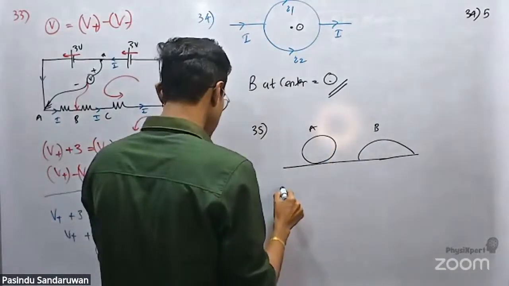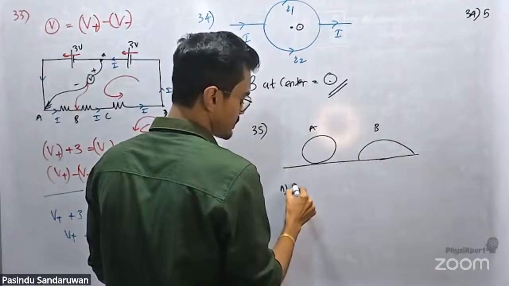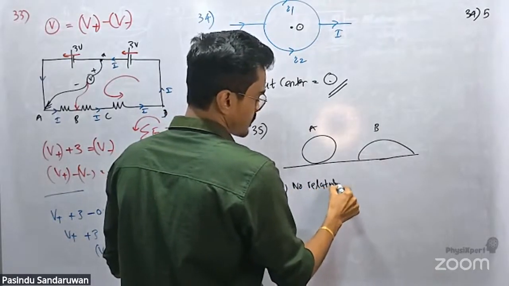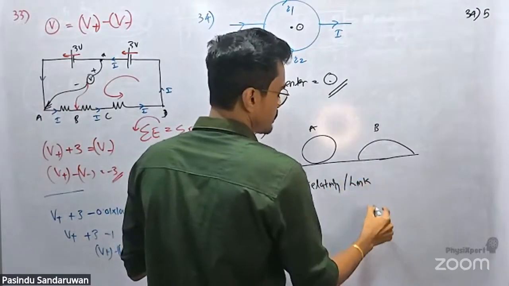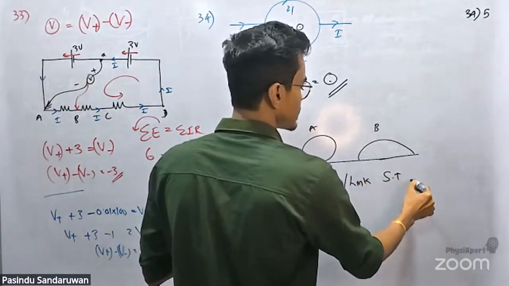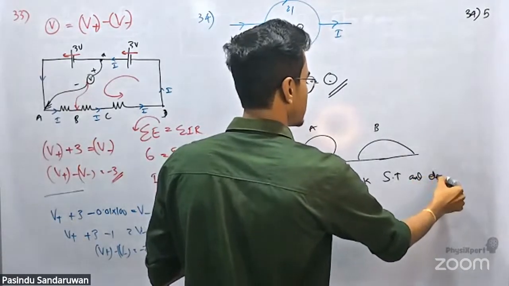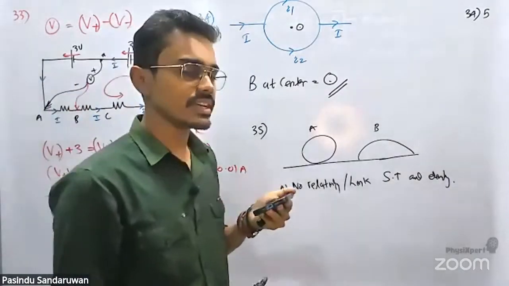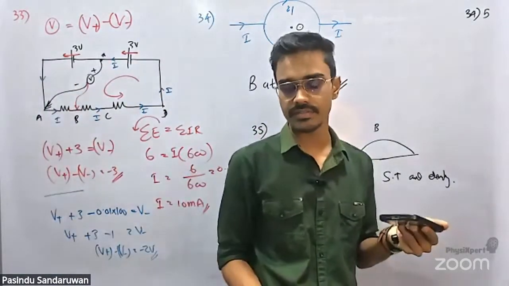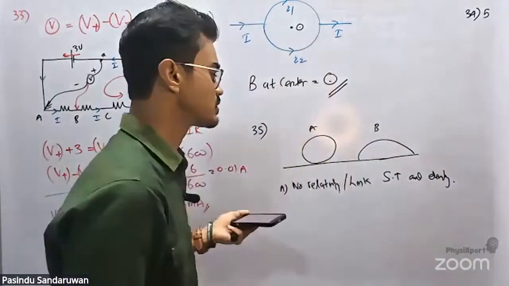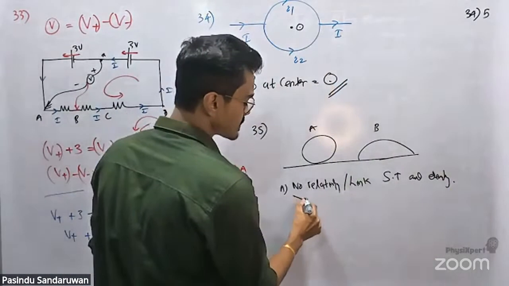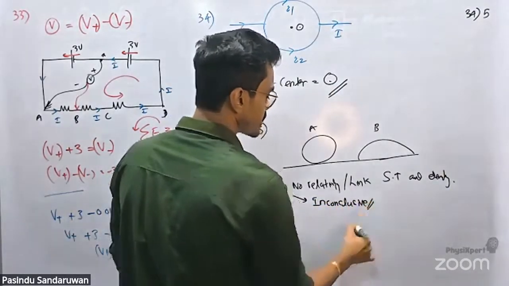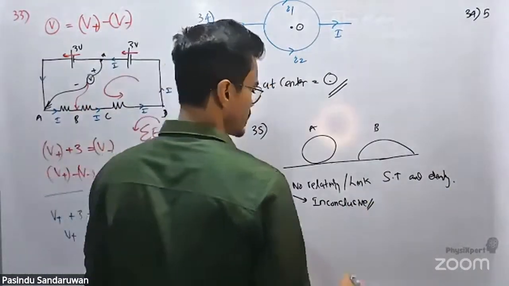There is no relationship, no link between surface tension and density. So therefore, we can't say; that is inconclusive. There is no link between these two. So statement A is inconclusive. We can't say. So therefore, A is wrong.